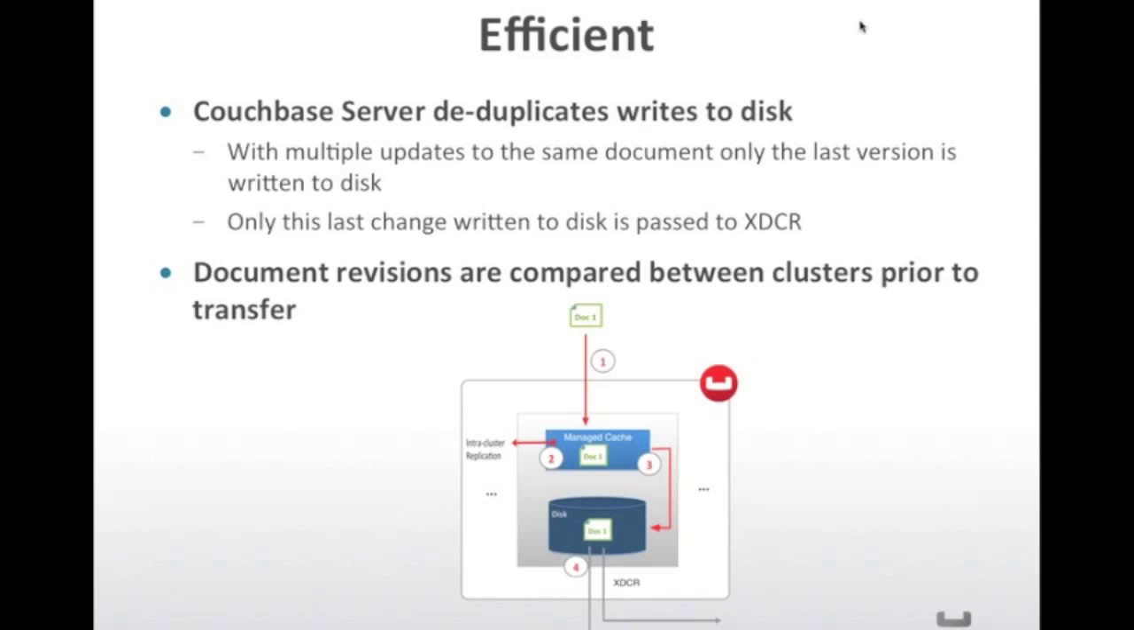And also XDCR is quite efficient in how we operate. As I mentioned, we do deduplicate the write to disk. When multiple updates happen to the same document, only the latest version is stored to the disk. And that ensures that only the last change gets passed on to XDCR, so we are not doing additional work which is not required. And the document revisions are compared between the clusters prior to the transfer, so we handle that as well.